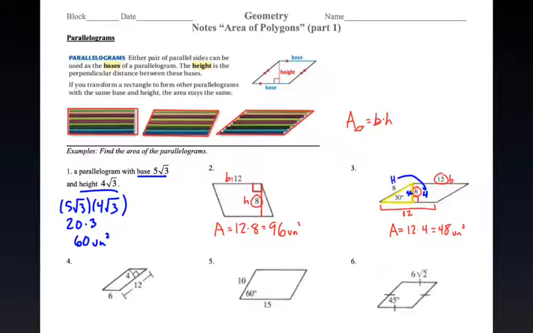Number 4 is very simple as long as you recognize that 4 is the height. There's your right angle. And what is your height perpendicular to? The 12. It's not perpendicular to the 6. The 6 doesn't have a height given for us. So it's 4 times 12 is 48.